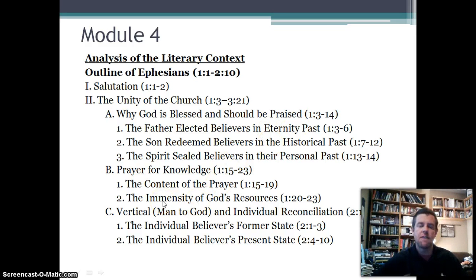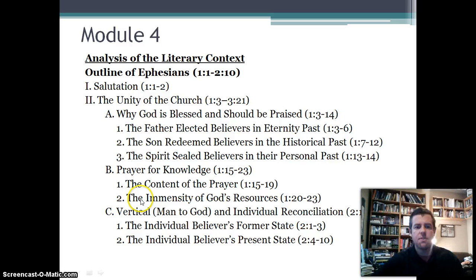Then what you want to do is, after you've completed your complete outline of James, go back and look at your particular passage. For instance, let's say that we were looking at Ephesians 1:15-19. Well, what you would want to consider is the content of the prayer, and how this fits within what God, or which Paul, was already talking about. I'm actually okay with both. In the previous section, what does the content of prayer have to do with God being blessed and should be praised? How does that influence what Paul might be saying here?